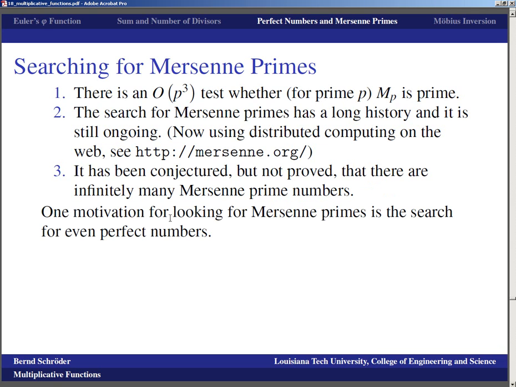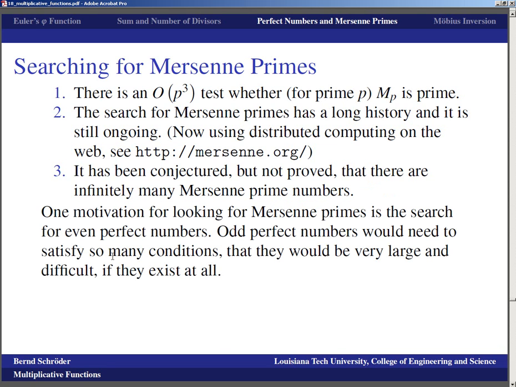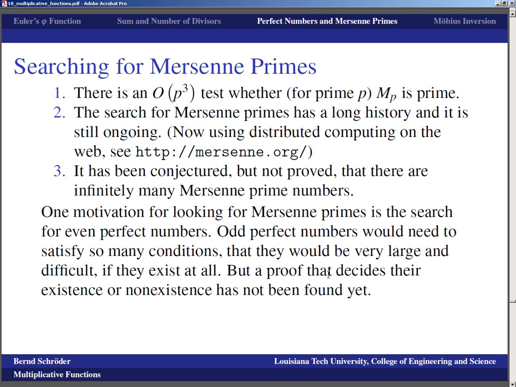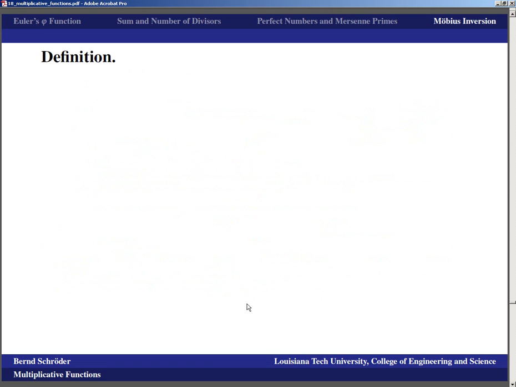And one motivation, one practical motivation, or one historical motivation for looking for Mersenne primes is to search for even perfect numbers. Odd perfect numbers need to satisfy so many conditions that they would be very large and difficult if they exist at all. So apparently I wasn't quite truthful with you at the beginning. That's, again, I only play a number theorist on this show. I don't know whether odd perfect numbers are completely characterized, or if this just means that they found conditions and conditions and conditions, and that means that they have to be very large if they exist at all. And a proof that decides their existence or non-existence has not been found yet.